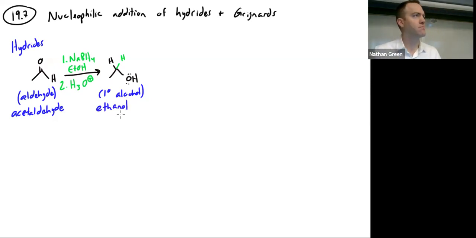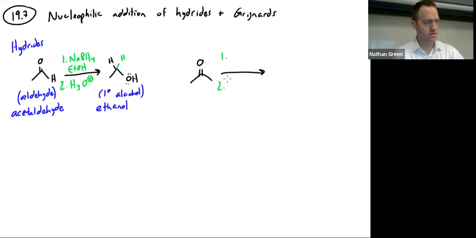How about ketones? Ketones react with sodium borohydride or lithium aluminum hydride to make what kind of alcohol? Secondary. Very good. I just use sodium borohydride. What's another one I can use? Lithium aluminum hydride, very good. I should use some sort of ether here, something aprotic, THF, diethyl ether, those are the common ones. Same thing, second step, follow this up with H3O plus because the hydride is going to add, then I'm going to add a proton to it. What is the name of the alcohol that I'm going to make here?